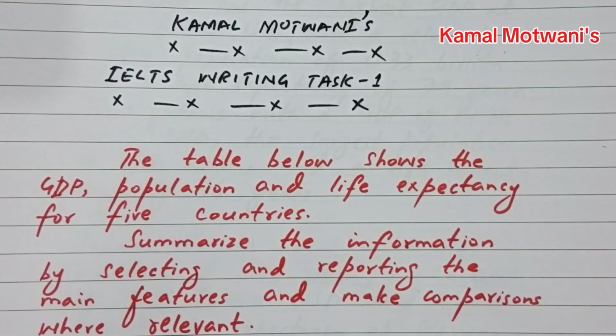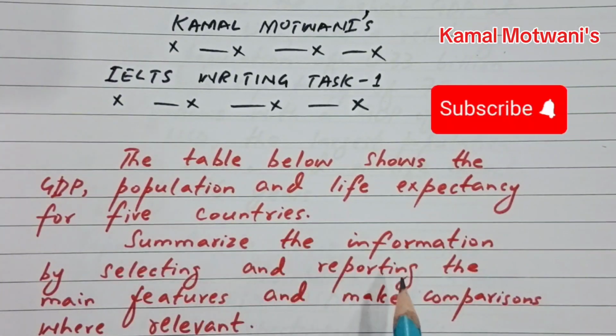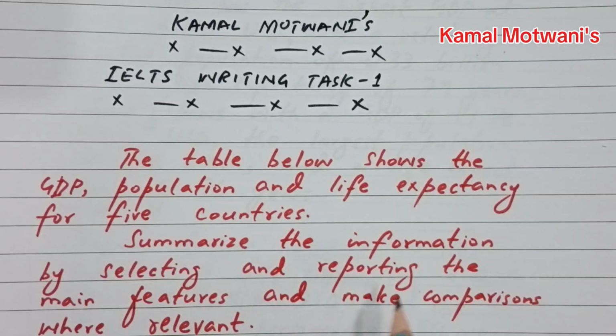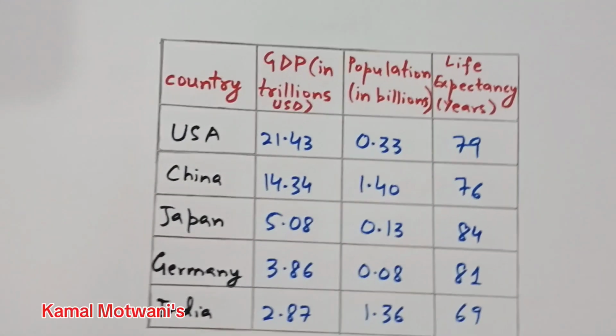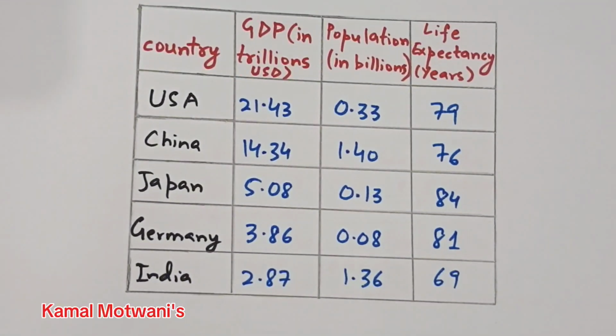So let's start. The table below shows the GDP, population and life expectancy for 5 countries. Summarize the information by selecting and reporting the main features and make comparisons where relevant. So this is the table chart that we have to solve today.